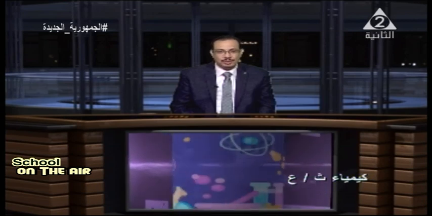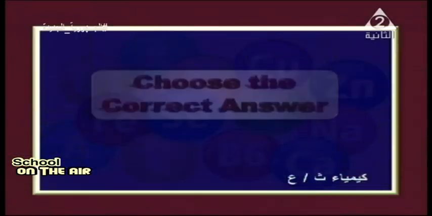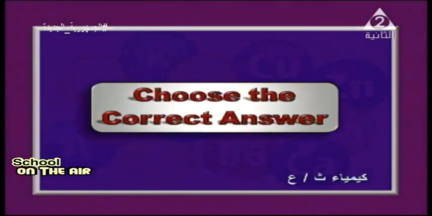Today we are going to make revision on chapter 2, which is chemical analysis. We are going to discuss different types of questions and problems and show their model answers. So let us start. Choose the correct answer.